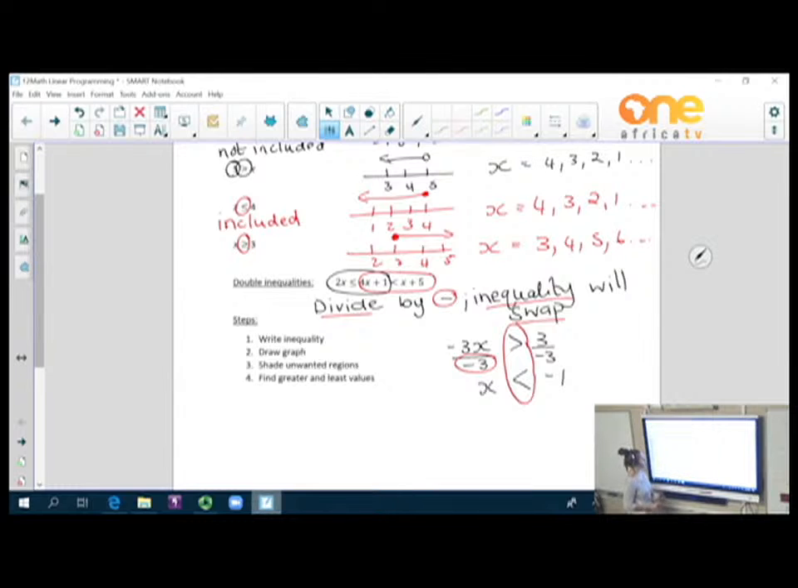So grade 12s, here are some steps that you can use when you do your homework. First of all, you will start with writing your inequality. That, for example, will look like that, or it will only be one inequality. You will draw your graph, except if the question otherwise states you will need to shade the unwanted region, and then you can find your values depending on what your question asks.